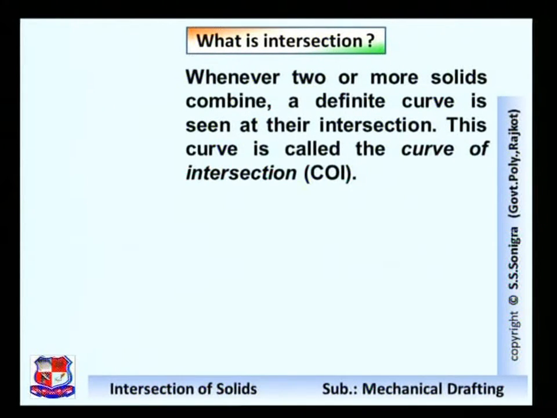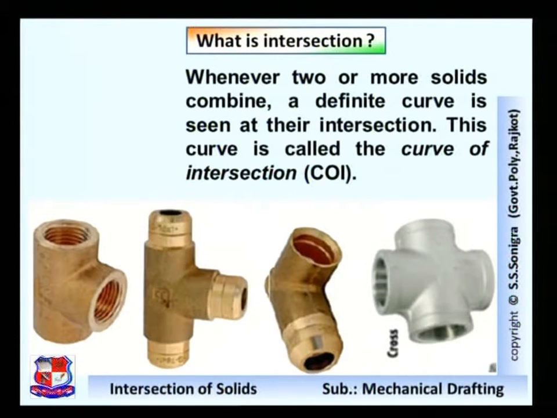Now whenever two or more solids combine, a definite curve is seen at their intersection. This curve is called the curve of intersection, or COI. This is an example of intersection of solids. You can see here, this is the intersection of two cylinders. This one shows intersection of vertical cylinder and horizontal cylinder, and this curve is the curve of intersection. This is intersection of two cylinders at right angle, and this is intersection of two cylinders of equal diameter. In this case, a cross line would be there to show the curves of intersection.